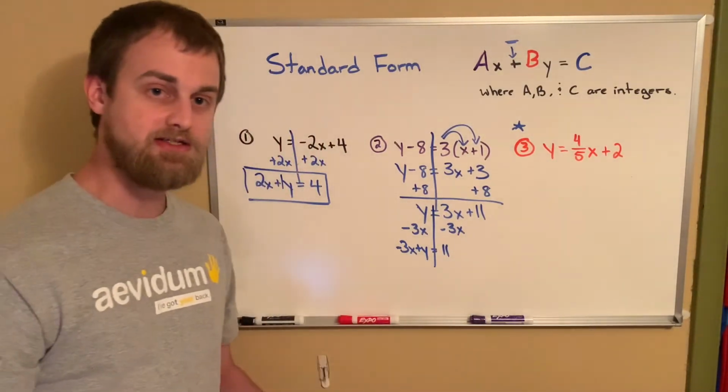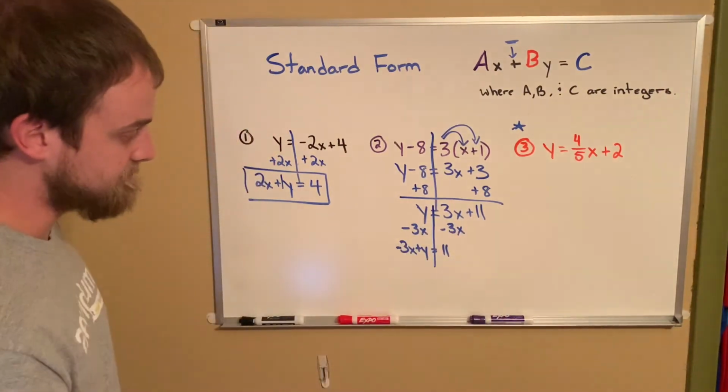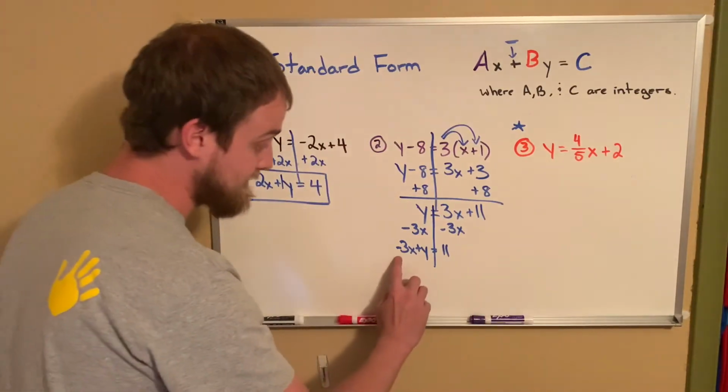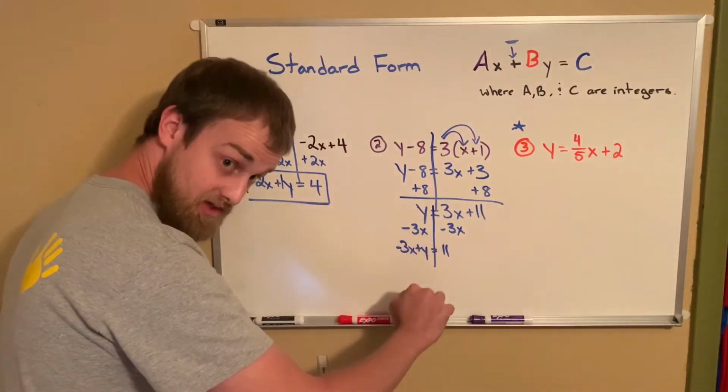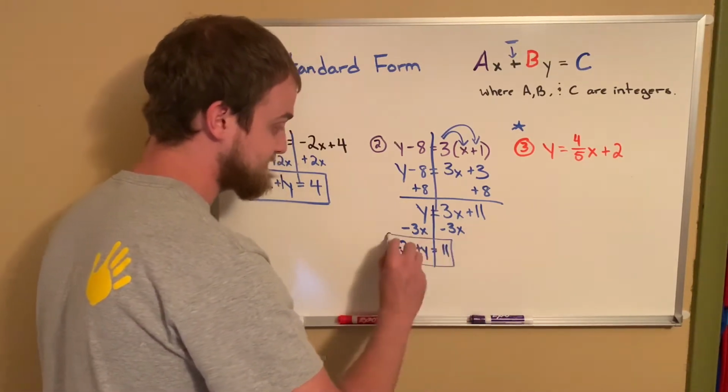And again, just like number 1, we have an X term, Y term equals a number. Well, my last check is, are they integers? Well, they are, right? Negative 3 is an integer, 1 is an integer, and 11 is an integer. So this right here would be in standard form.